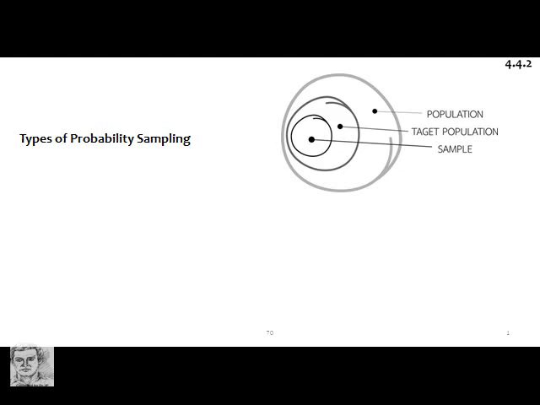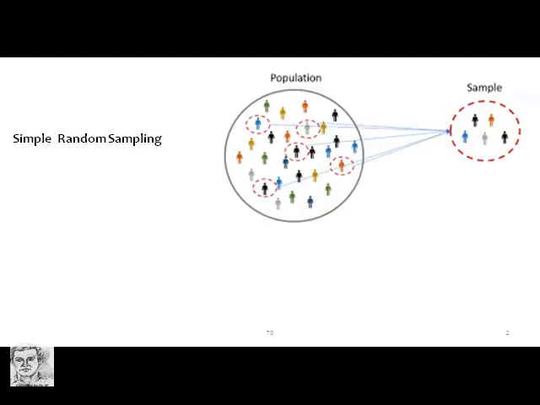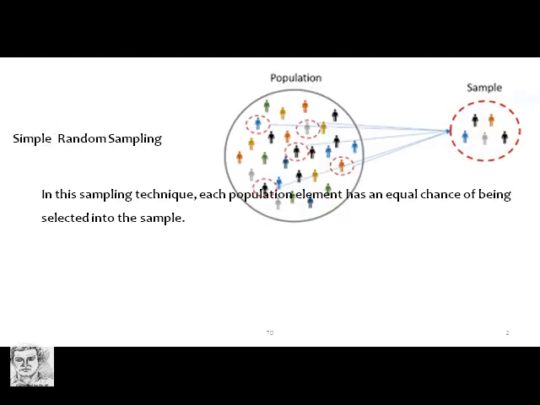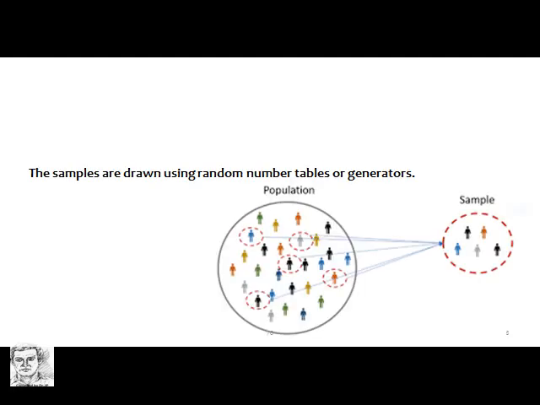Types of probability sampling. Simple random sampling. In this sampling technique, each population element has an equal chance of being selected into the sample. The samples are drawn using random number tables or generators.